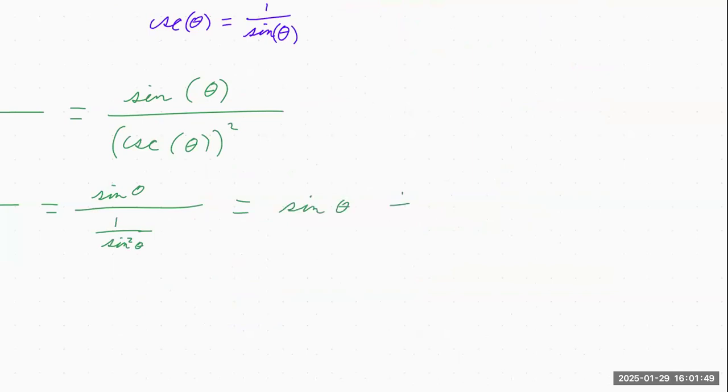All right, and you learned how to divide by fractions in grade school. So you keep the first expression, flip the second fraction, and change division to multiplication. So this is sine theta times sine squared theta over 1. Anything over 1 is just itself, so I'm just going to write it as sine squared theta. So this ends up equaling sine cubed of theta, because you have a sine of theta times sine squared of theta. All right, sine cubed of theta is definitely not equal to cosine cubed of theta.